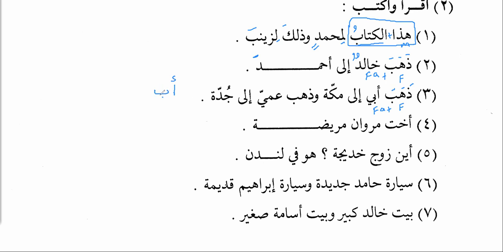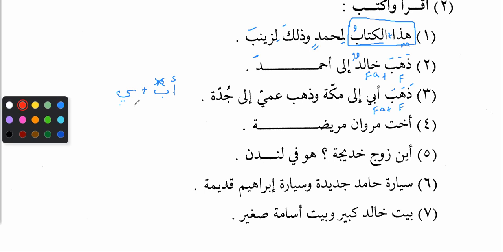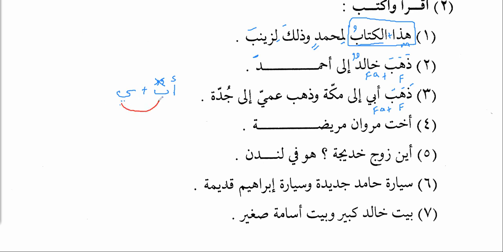If it would have been ab, that means father, it should have a dhamma here, abun, with the dhammatain. But what is happening here? It came with the damir ya mutakallim. And when the ya mutakallim gets attached with the ba, it loses its dhamma. Why? Because this ya mutakallim forces the ba to have a kasra. Why? Because it goes with the sound ya.